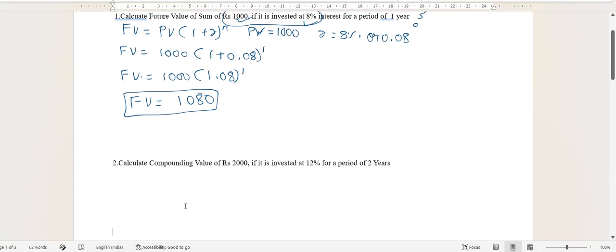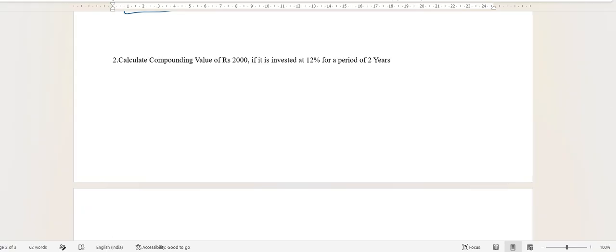Now we will go and analyze the second problem. Again, the problem says calculate the compounding value. Compounding value is nothing but, guys, another name for future value. Don't get confused. Calculate the compounding value of rupees 2000 if it is invested at 12% for a period of 2 years. So if today I am investing 2000 at 12%, they are asking you to calculate the future value after 2 years.